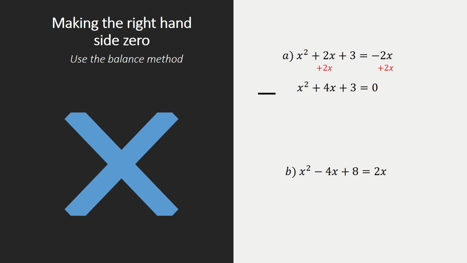Second example. If we've got x squared minus 4x plus 8 equals 2x, I want to make the right hand side 0. So I'm going to subtract 2x. What I do on the right, I need to do on the left as well. So I need to subtract 2x on the left hand side as well. So what I will get is x squared minus 6x plus 8 equals 0.